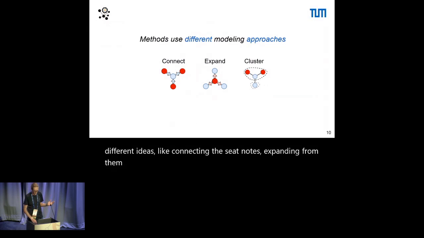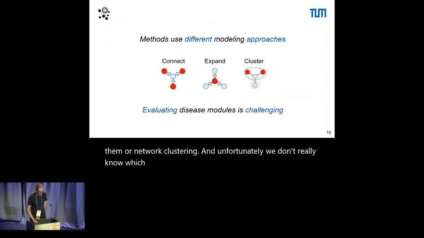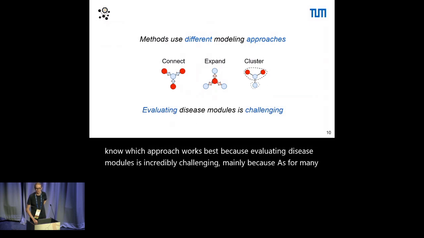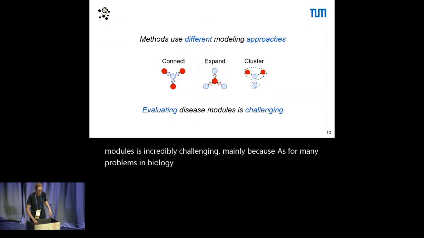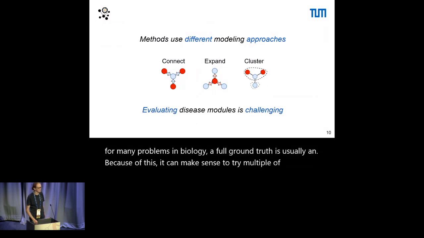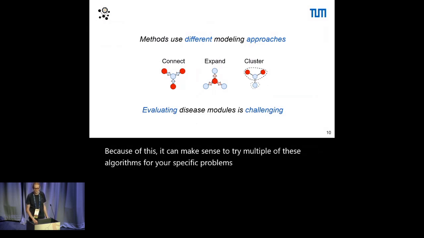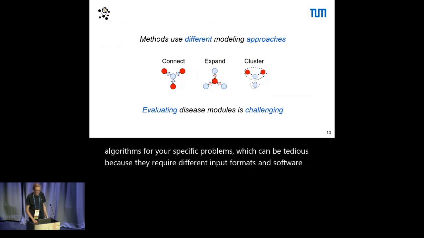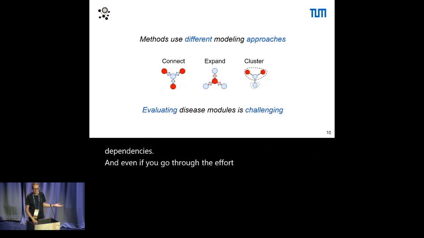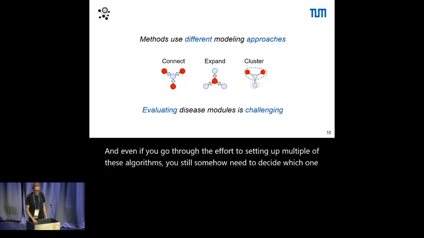And unfortunately, we don't really know which approach works best, because evaluating disease modules is incredibly challenging, mainly because, as for many problems in biology, a full ground truth is usually not available. Because of this, it can make sense to try multiple of these algorithms for your specific problems, which can be tedious because they require different input formats and software dependencies. And even if you go through the effort of setting up multiple of these algorithms, you still somehow need to decide which one is the most reliable.